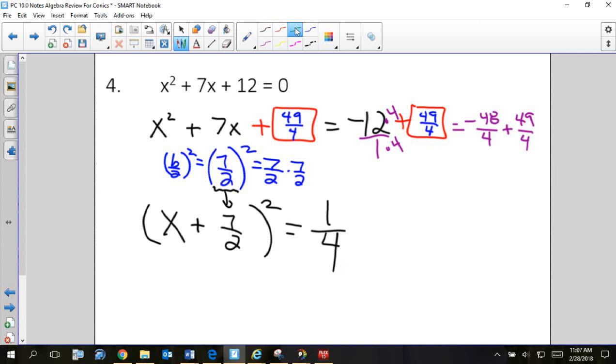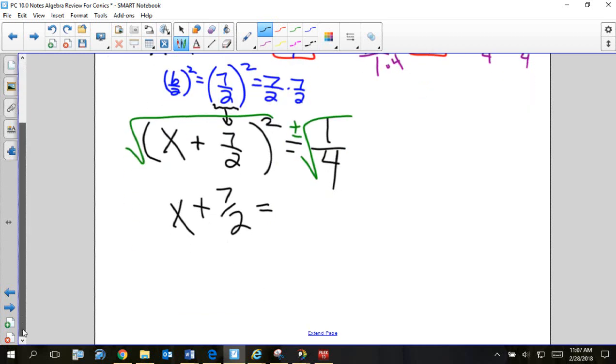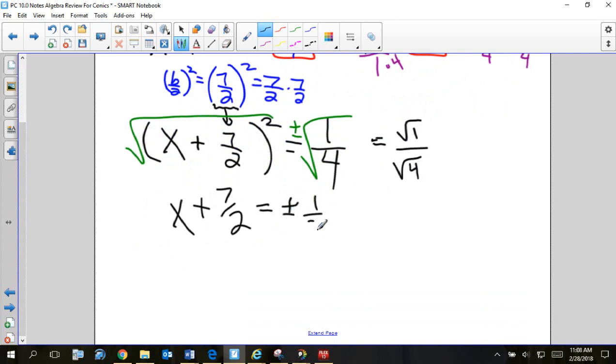Now, we have squared equals a fourth. What am I going to do? Square root. And if I square root, I need that plus and minus. I have x plus 7 over 2 equals, I get to square root a fraction. What are the rules for square rooting a fraction? Square root of 1 and square root of 4. Square root of the top, square root of the bottom. Now I'm going to move that 7/2 over, and we have x equals negative 7/2 plus or minus 1/2.